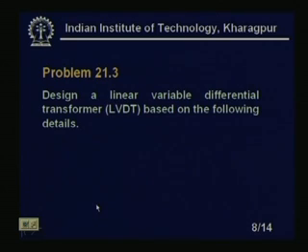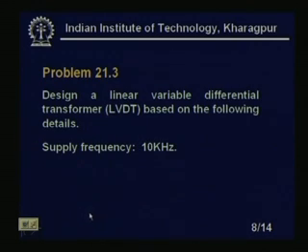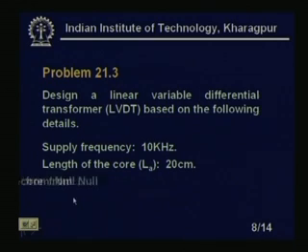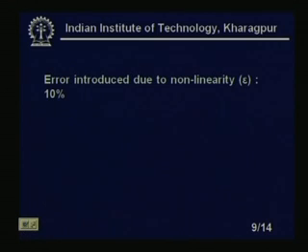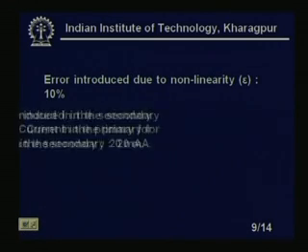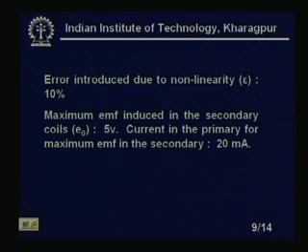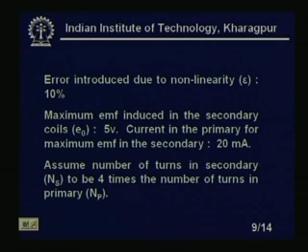Design a linear variable differential transformer LVDT based on the following details. What are the details? Let us look. Supply frequency is 10 kilohertz, length of the core LA should be 20 centimeter, maximum distance of the core from null position, that means maximum movement of the core from the null position, is 6 centimeter. Error introduced due to nonlinearity is 10%. Maximum EMF induced in the secondary coils E0 is 0.5 volt, I am sorry. Current in the primary for maximum EMF in the secondary is fixed also 20 milliampere. We assume that the number of turns in the secondary Ns is 4 times the number of turns in the primary.